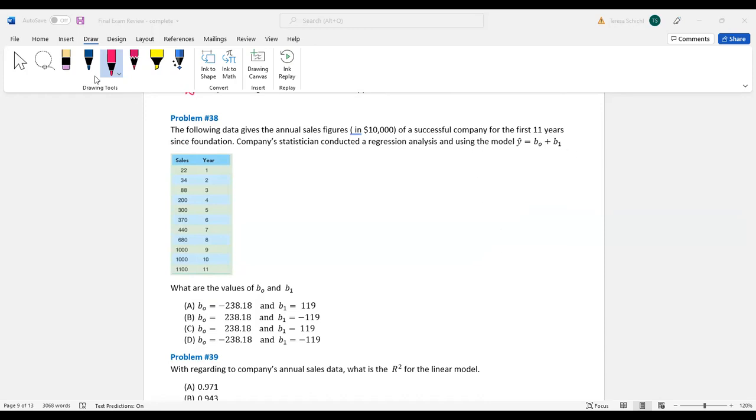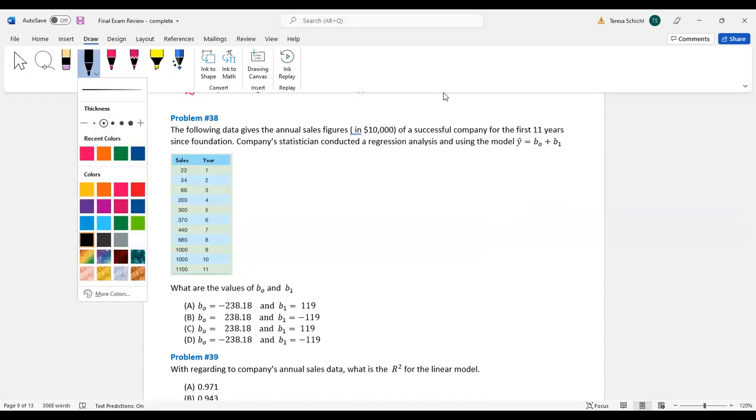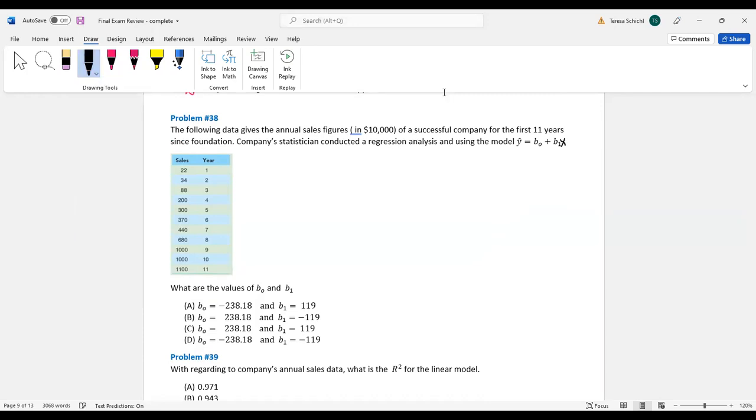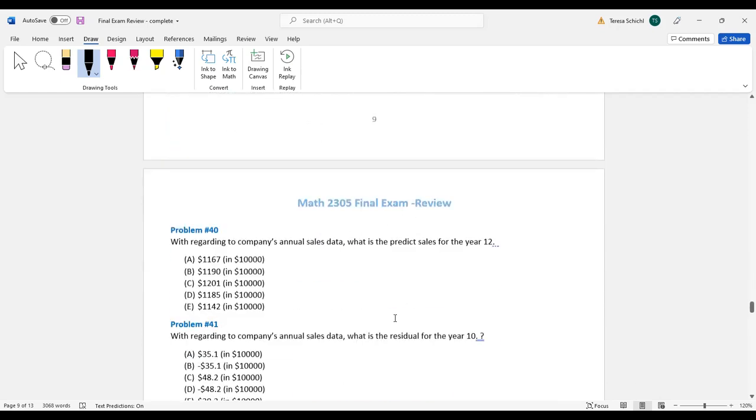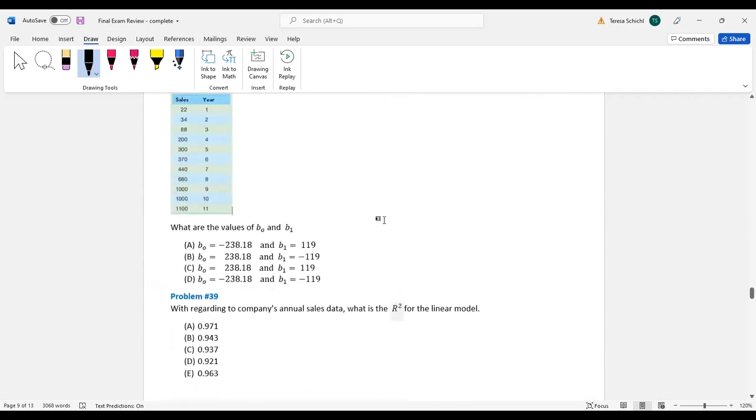All right, so here there's a typo. It should be B1 X here. The X is the year and the Y hat is the sales. So they want to find out what the values for B0 and B1 are, and also what the R square is and how to do the estimation.